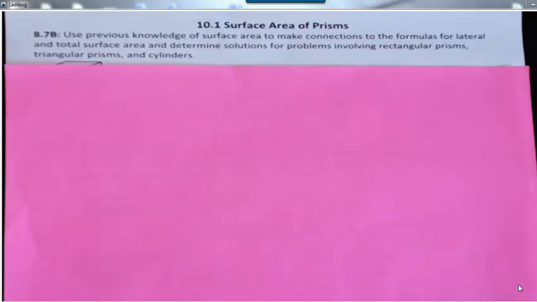Hey guys, today we're going to be looking at surface area of prisms, which is lesson 10.1 in your book. The TEK that we're going to be focusing on is 8.7b, which says use previous knowledge of surface area to make connections to the formulas for lateral and total surface area and to determine solutions for problems involving rectangular prisms, triangular prisms, and cylinders. So let's take a look at some of these shapes that we're talking about.